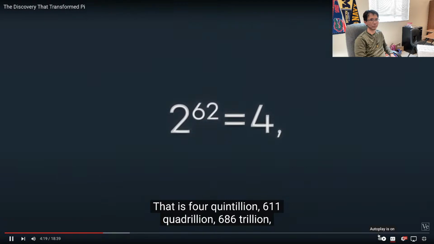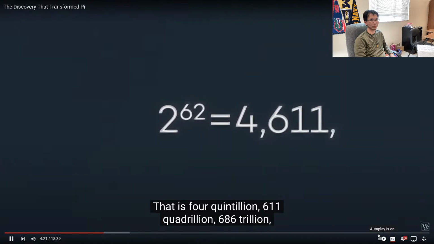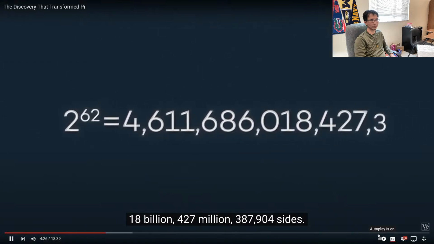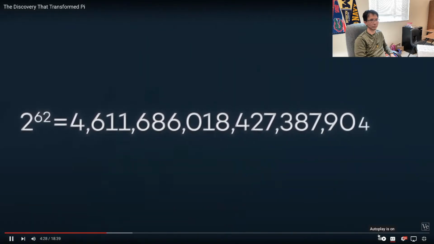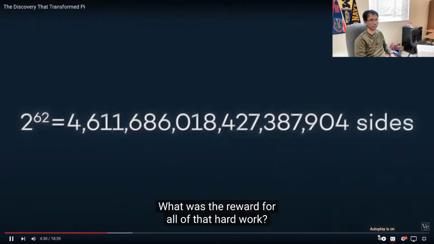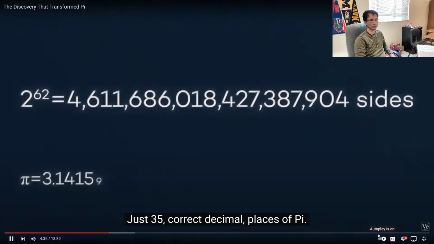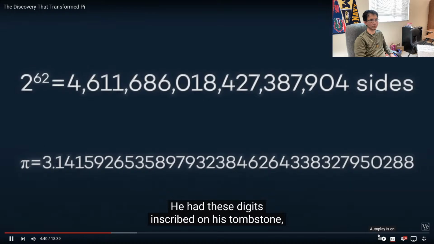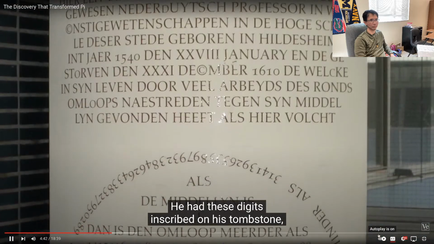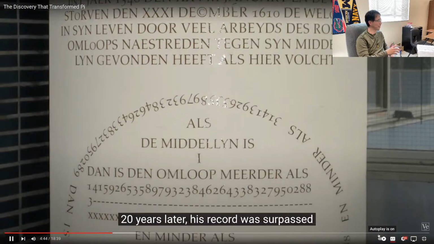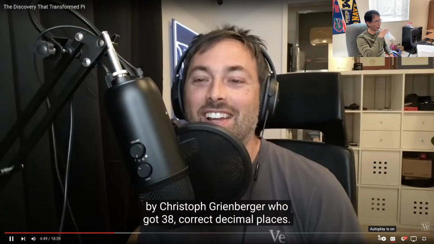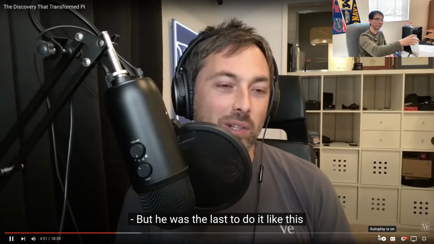That is 4 quintillion, 611 quadrillion, 686 trillion, 18 billion, 427 million, 387,904 sides. What was the reward for all of that hard work? Just 35 correct decimal places of pi. He had these digits inscribed on his tombstone. 20 years later, his record was broken. He got 38 correct. But he was the last to do it like this?